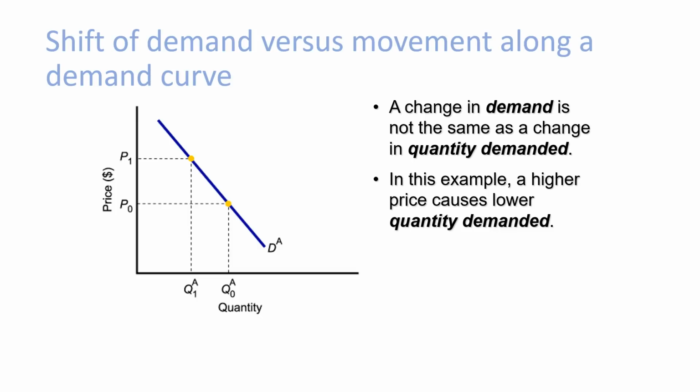For example, in this example, a higher price caused what? Because the price moved from P0 to P1, what happened to the quantity demanded over here? Decreased. So in this example, because of the higher price, we have a lower quantity demanded.